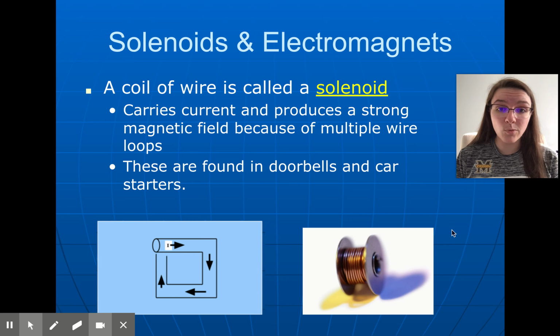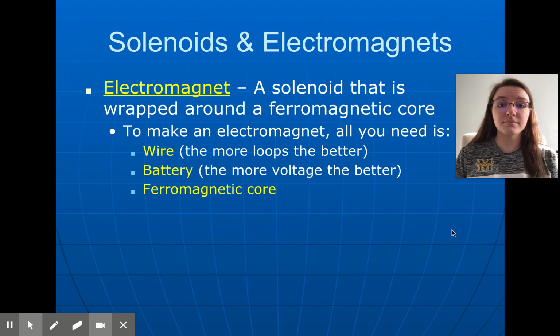A coil of wire has a special name. It is called a solenoid. It carries a current and produces a strong magnetic field because of all of those loops. Solenoids are really commonly found in doorbells and in car starters. An electromagnet, then, is a solenoid that is wrapped around a ferromagnetic core.